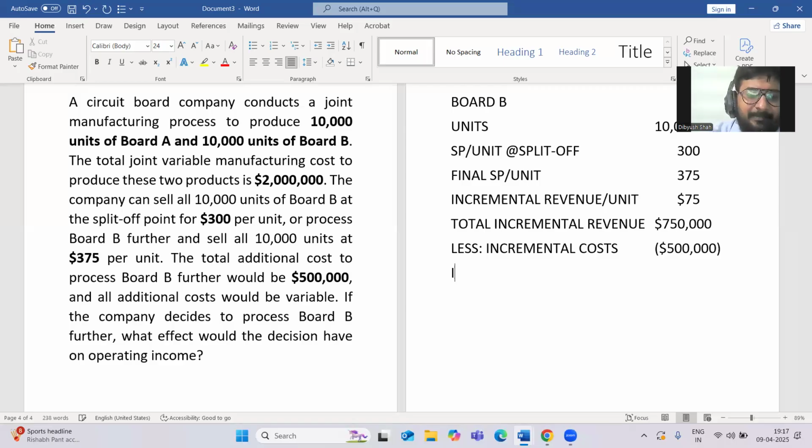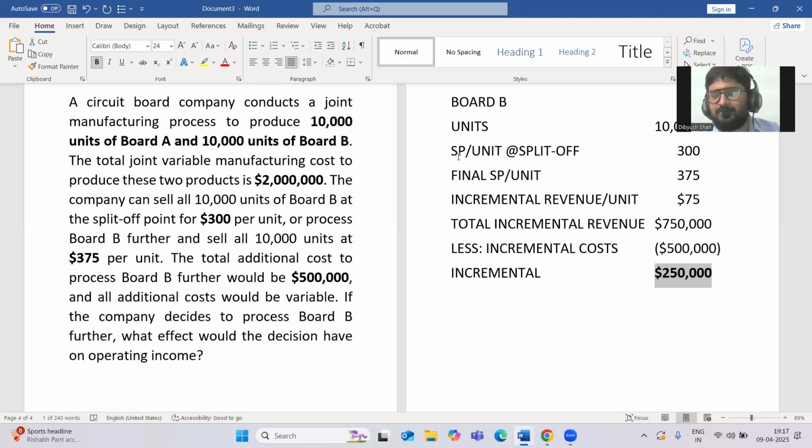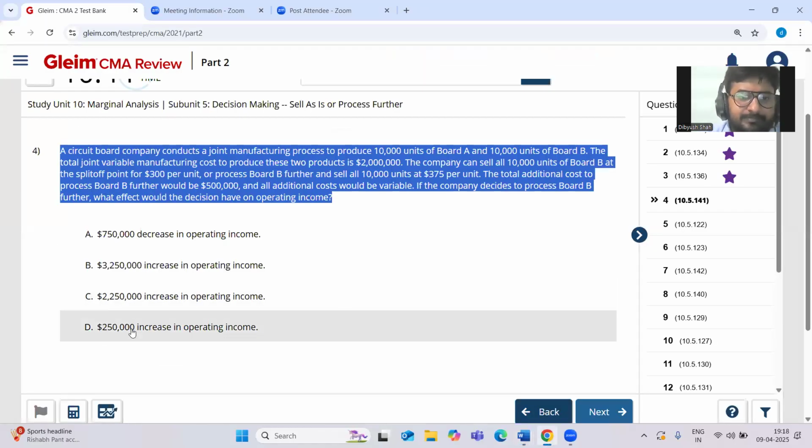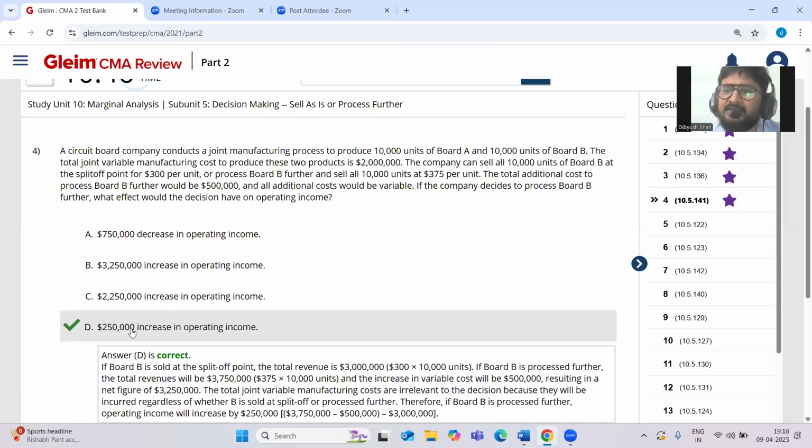So what is the incremental profit that I get as a result of this? I will make extra $2,50,000. My profit or operating profit will increase by $2,50,000. I should process this further. The questions in this are very, very simple. Marginal analysis in itself is very, very easy, if you can just understand the concept.